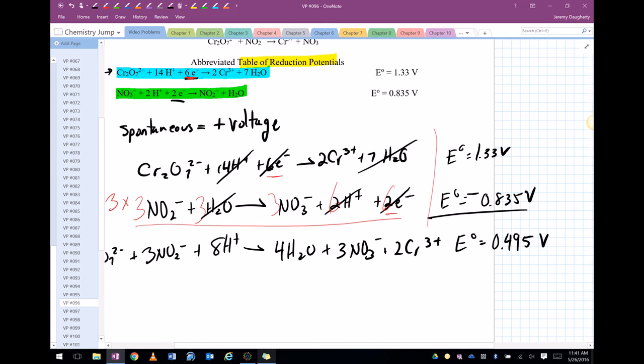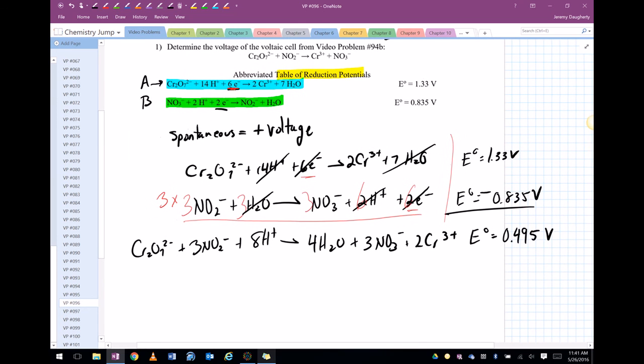So with all of these redox reactions, there is only one way where the voltage can be positive. You're going to flip one of the reduction reactions, the one such that the overall voltage is positive. That's how you know which one to flip. And know that the opposite reaction, so we flipped B, the opposite of this is non-spontaneous, so it wouldn't work.